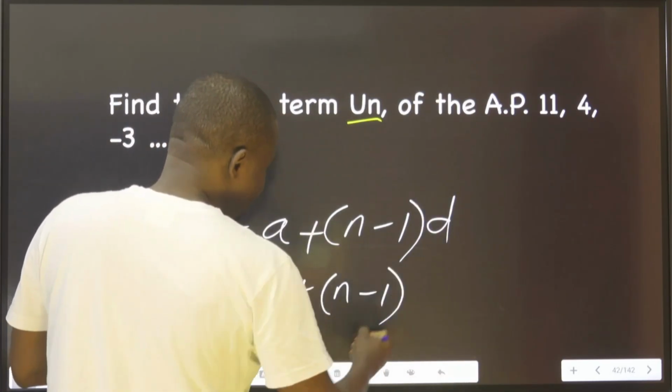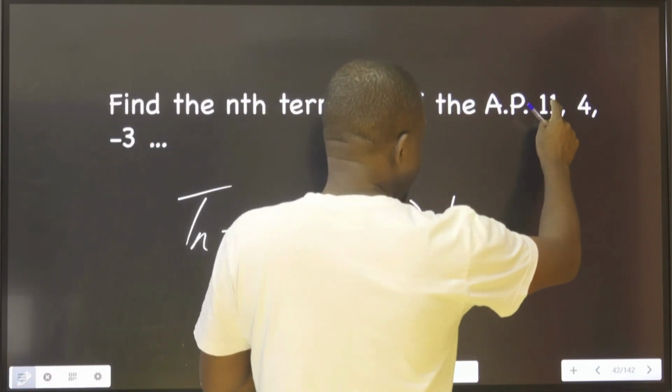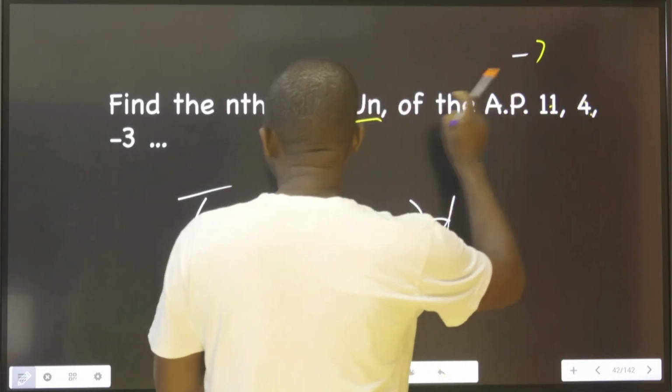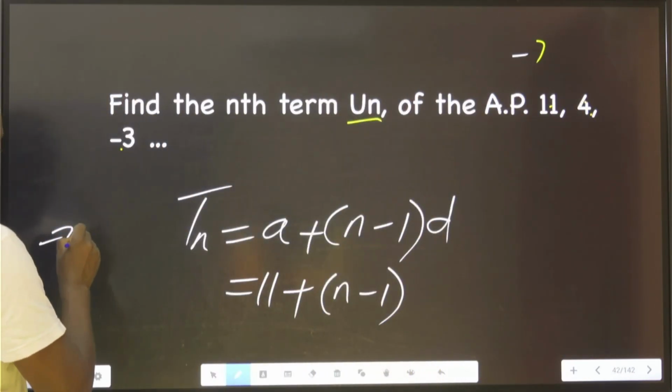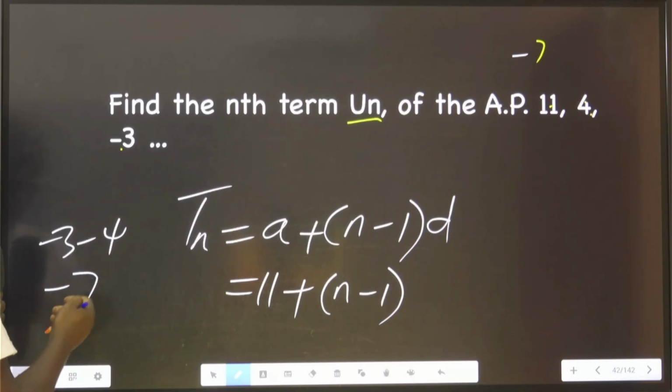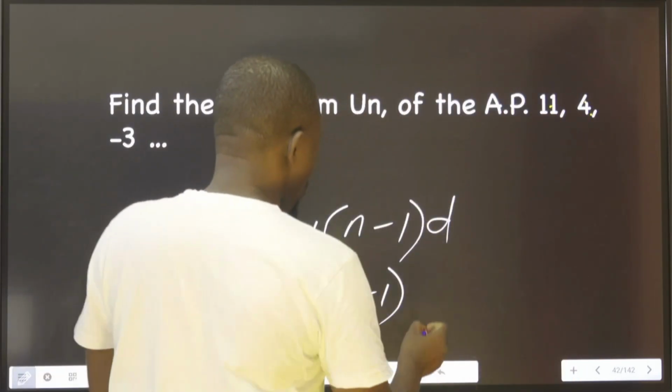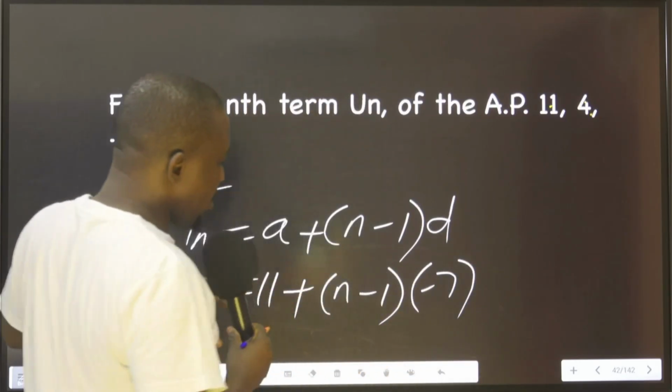We don't know n. The common difference is this minus this, which will give us minus 7. This, minus 3 minus 4, will also give us minus 7. So you can see both of them are minus 7. Therefore, we agree that the common difference is minus 7.